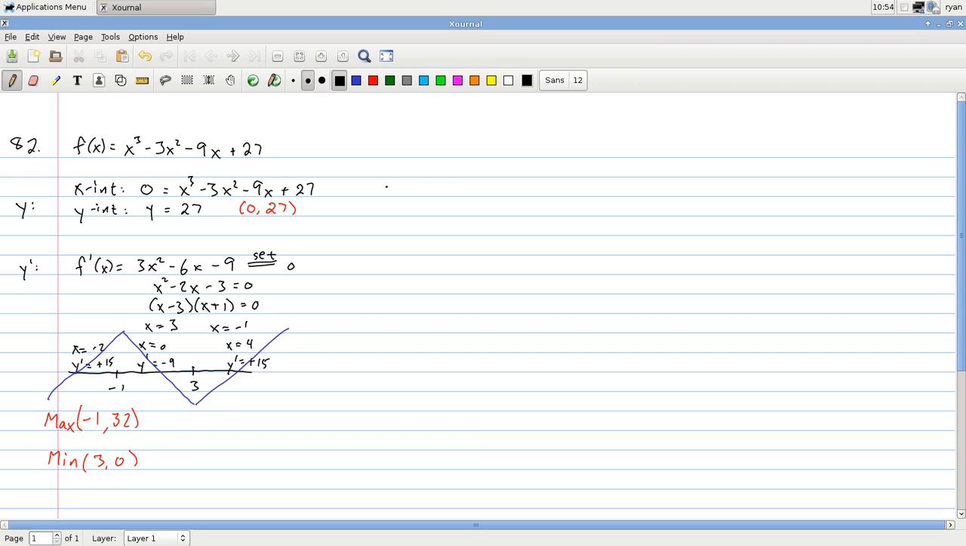Now let's move on to the second derivative. So the second derivative is all about concavity and inflection points. So our second derivative, going off the derivative of f prime, we've got 6x minus 6. Again, this is defined for all values of x. So to find our inflection points, we're going to set this equal to 0. We can divide both sides of this equation by 6, and we've got x minus 1 equals 0. So this says x equals 1 is our only possible inflection point.